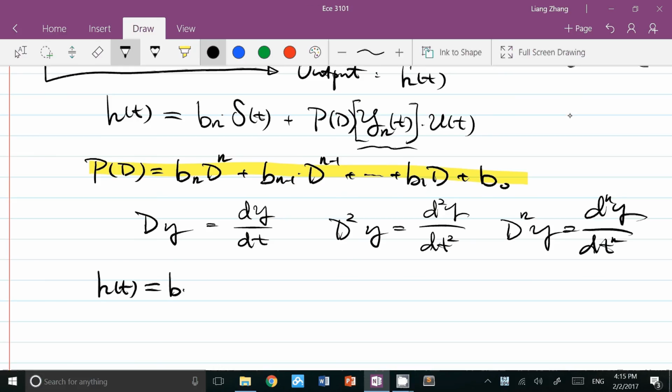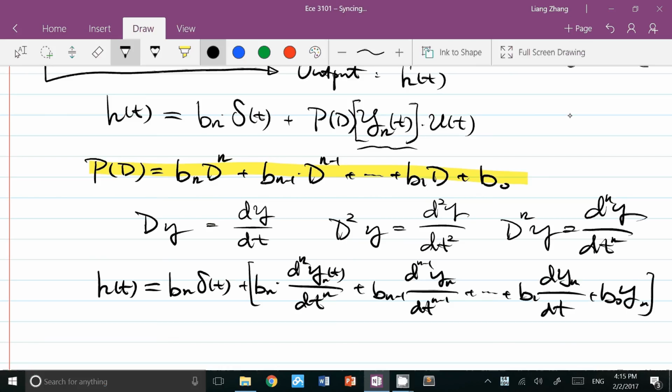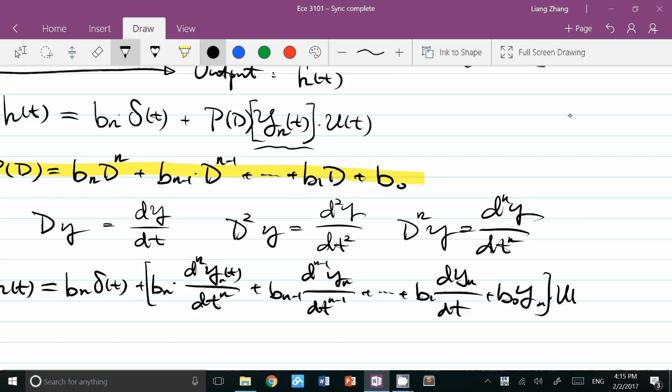So you have this bn of delta t, and you have to apply each term. So it will be bn times the nth derivative, d^n yn over dt^n, and the second term is the n minus 1 derivative of this yn, d^(n-1) yn over dt^(n-1), plus all of them, so b1 of dyn/dt plus b0 of yn itself, and this will be multiplied by u of t.